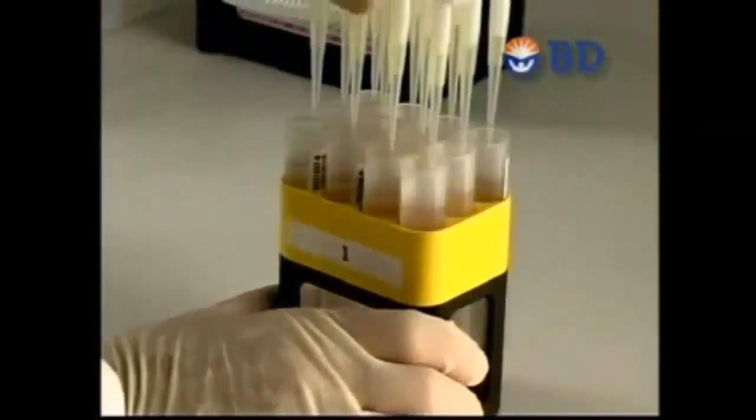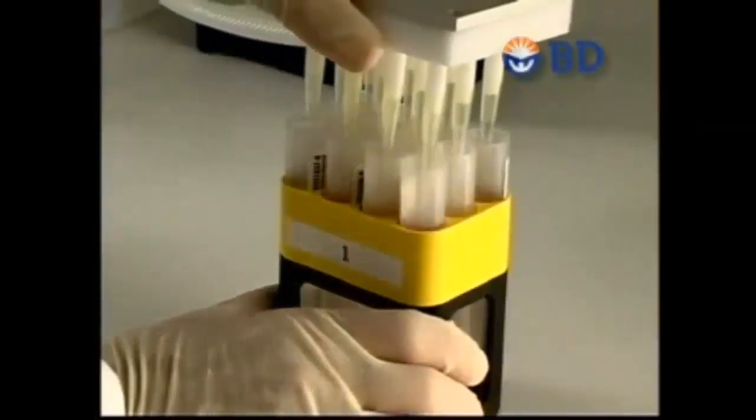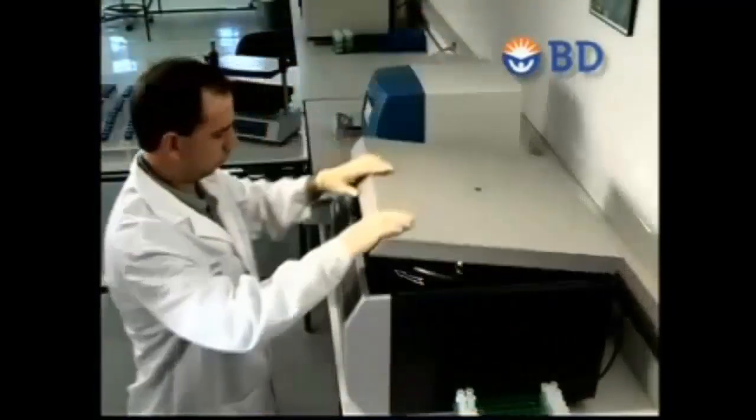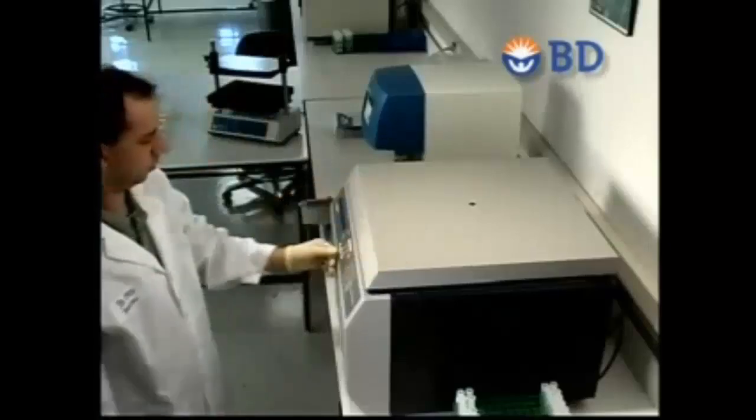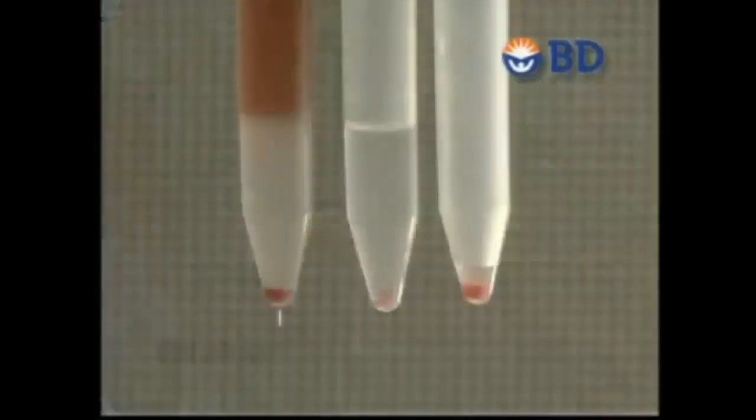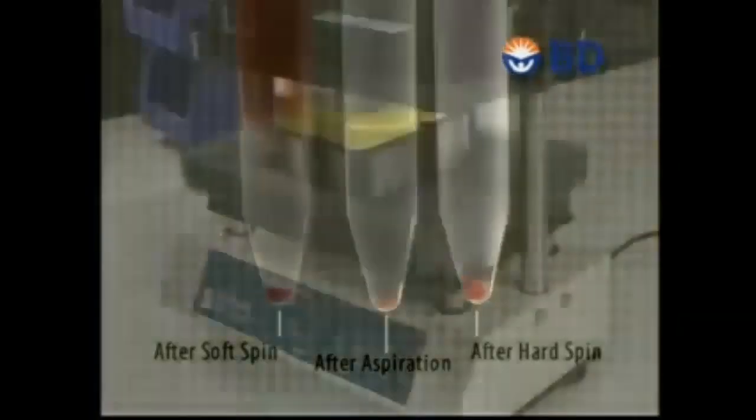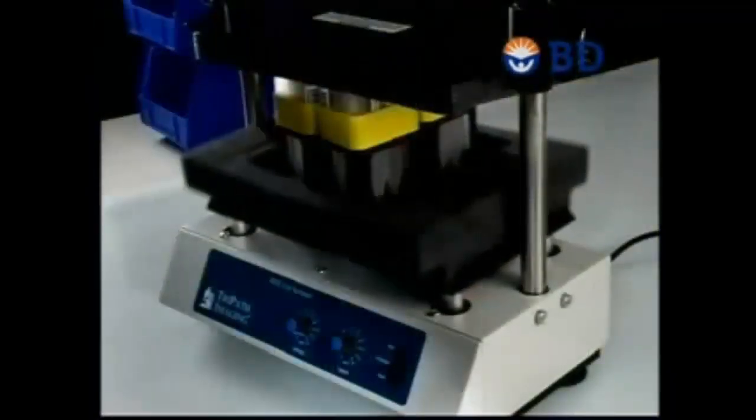Once the soft spin is complete, the supernatant fluid containing the obscuring materials is removed. Then the second centrifugation, a 10-minute hard spin, occurs and excess fluid is removed, leaving an enriched cell pellet. The samples are then vortexed and are now ready to go onto the PrepStain slide processor.